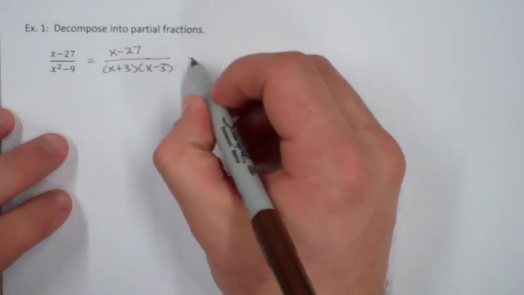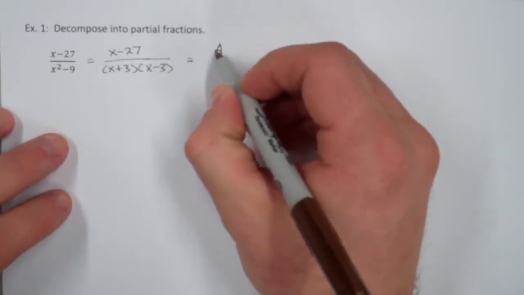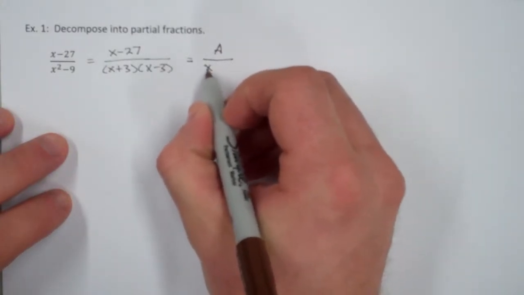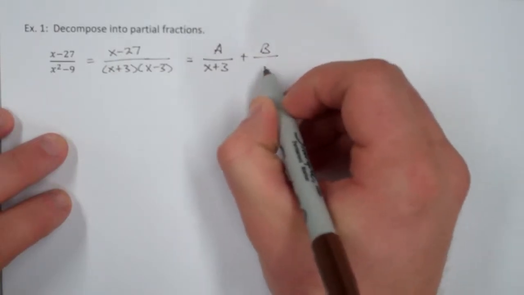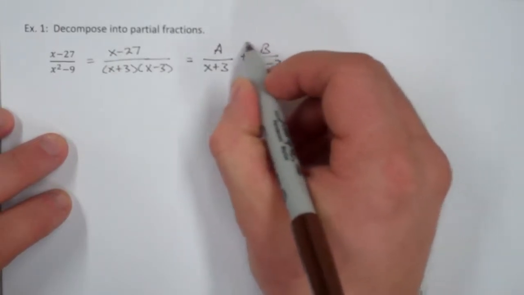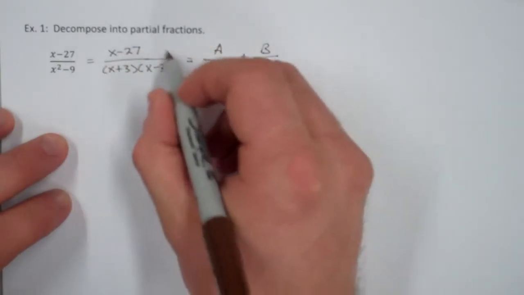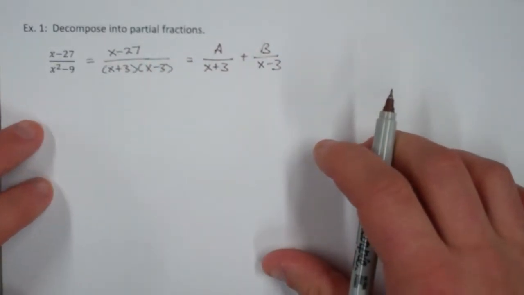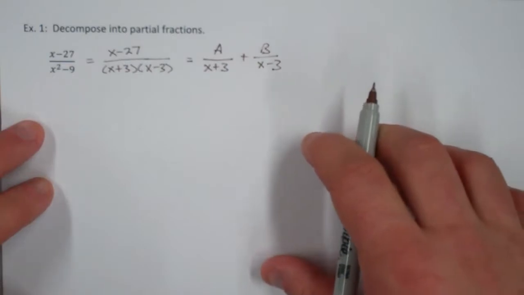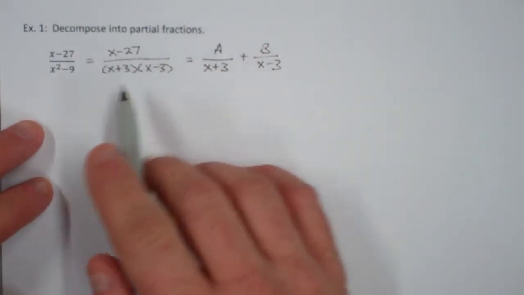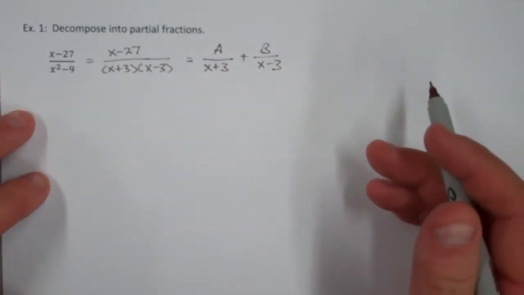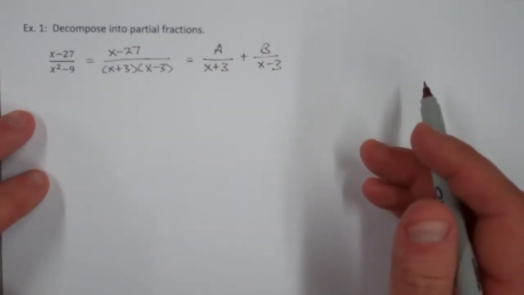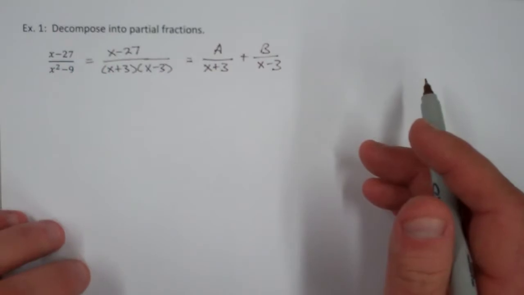Our next task is to figure out something over x plus 3 plus something over x minus 3, and this whole side has to be equivalent to that left side right there. So what we're trying to do is split up this one fraction into two, in some cases more, fractions. Alright, well, let's see how to do this.